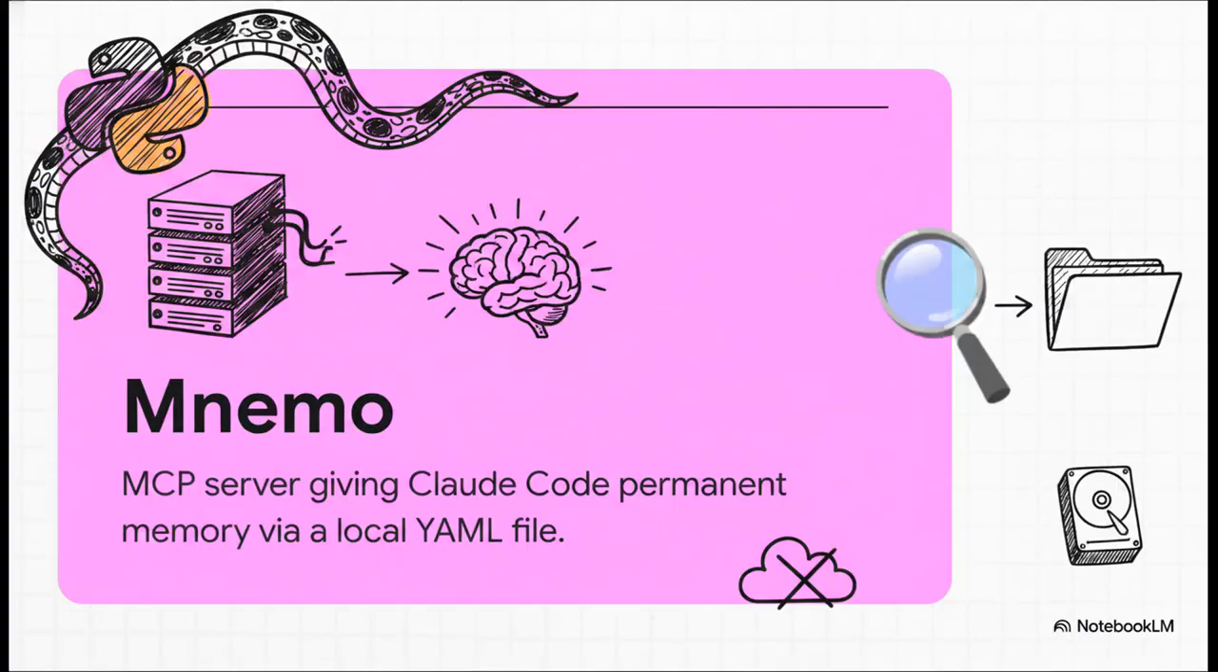So what exactly is it? Mnemo is a Python-based Model Context Protocol, or MCP server. Its sole purpose in life is to give Claude Code permanent, structured memory. And what's really cool is how it actually pulls this off. It doesn't send your proprietary data off to some mysterious cloud database. Instead, it stores your entire project context locally in a highly structured, human-readable YAML file. This is known as a GTF file. Think of it like a permanent memory drive that Claude can instantly load the second you open a new session.